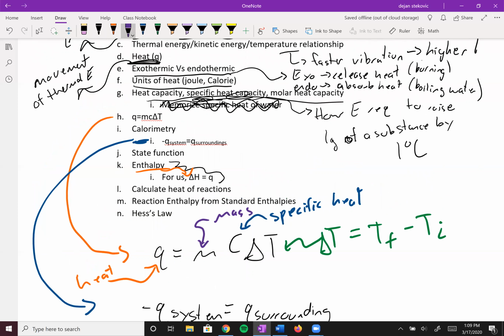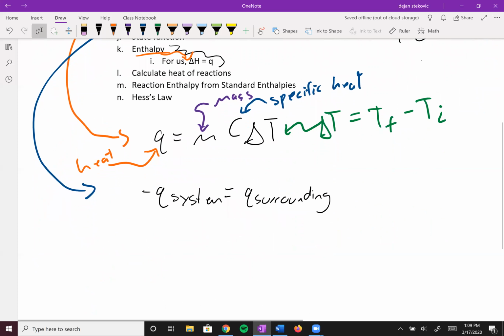So for exothermic, the system, since it's losing heat, would have a negative delta H, and then endothermic, since it's absorbing heat, would have a positive delta H. Right. So be able to do that kind of stuff.